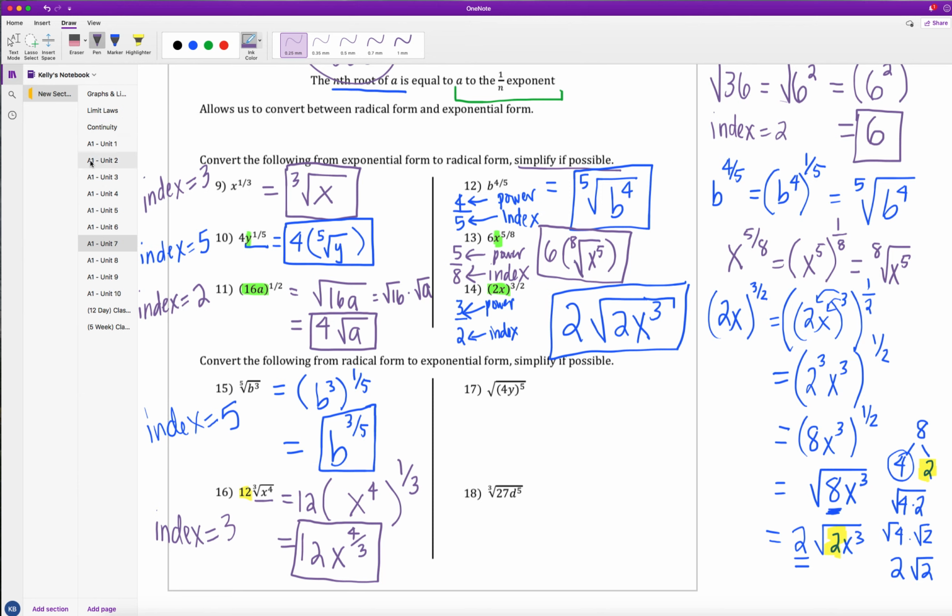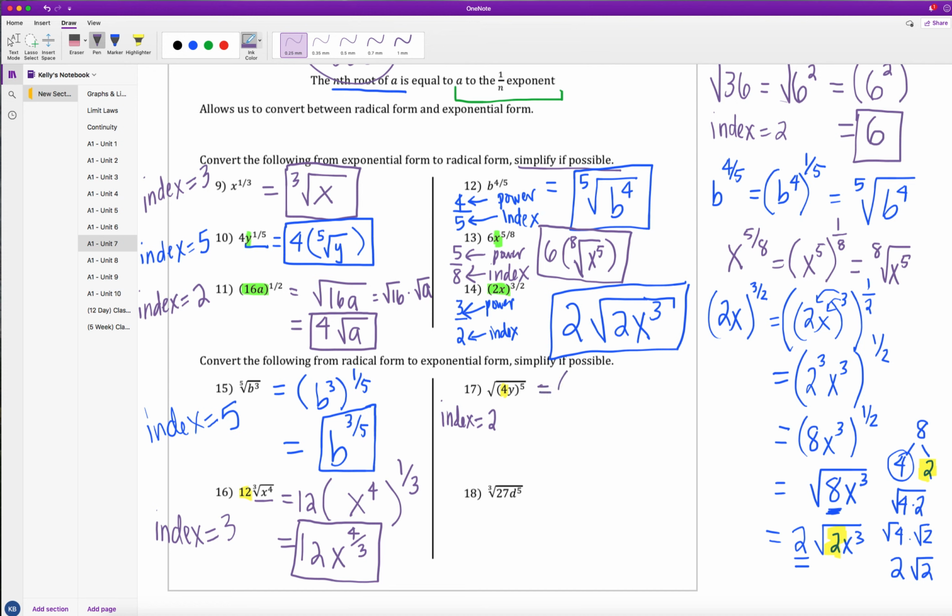Okay, let's look at example 17. In example 17, we now have a number inside of the radical, so we might have to worry about simplifying it, but let's first convert to exponential form. What would our index be in example 17? Our index is going to be 2, since I don't have a superscript written, we assume it is a 2 since this is a square root.